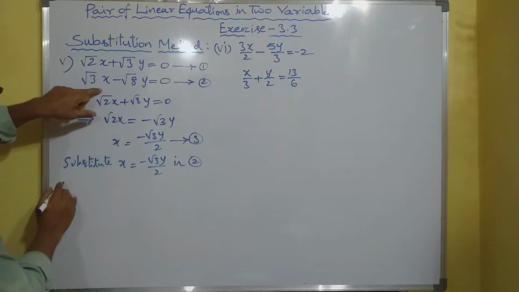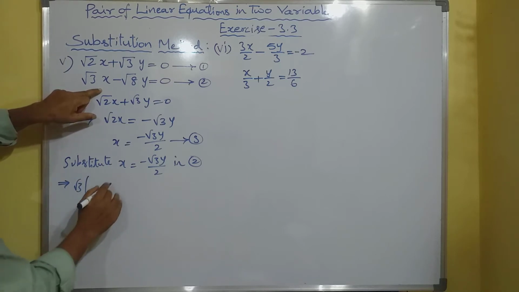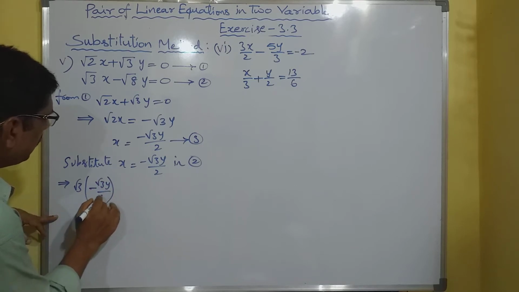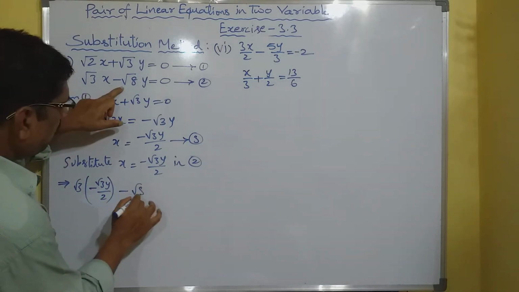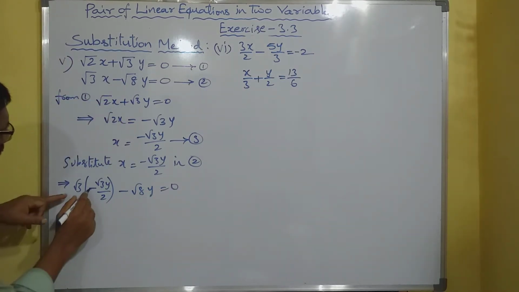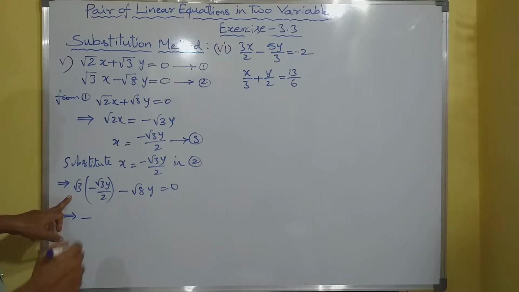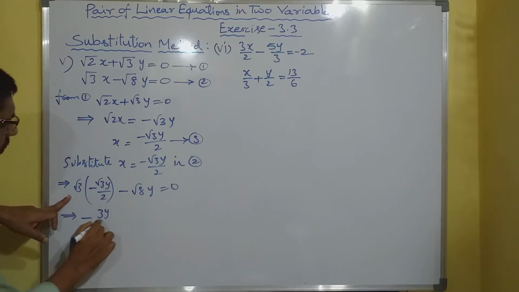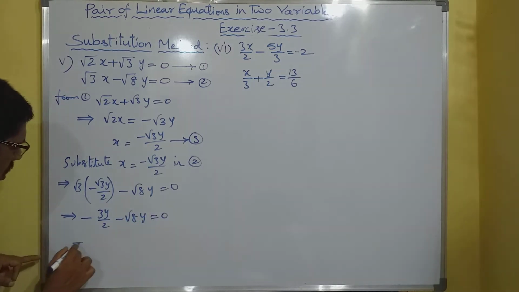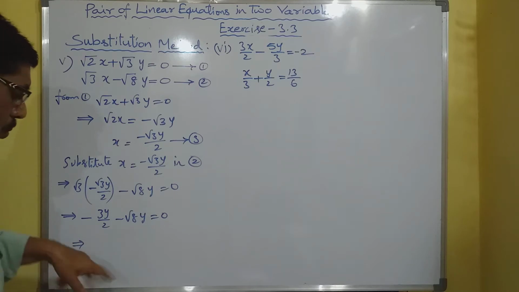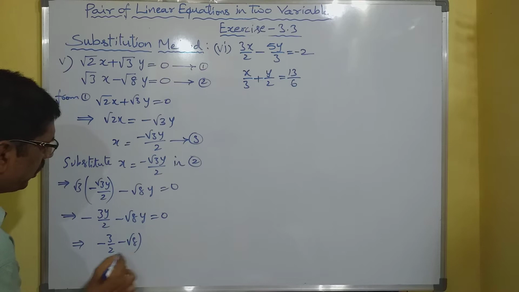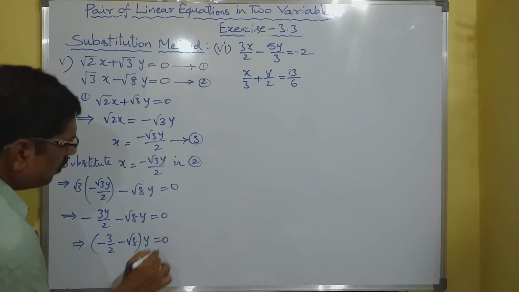So in equation 2, now we get root 3 into, what is the x value? The x value is minus root 3 y by 2, minus root 8 y is equal to 0. Now, let us simplify this. Here minus we can write at the starting, and root 3 into root 3 is 3. Minus 3 y by 2 minus root 8 y is equal to 0. Now, let us take y common from these two terms: minus 3 by 2 minus root 8, y is equal to 0.